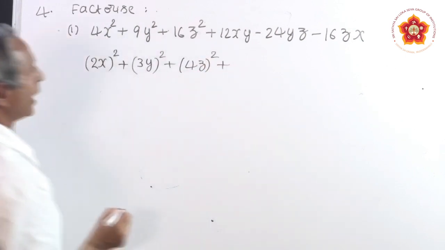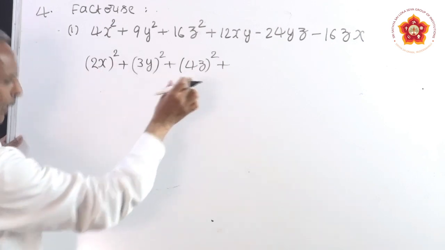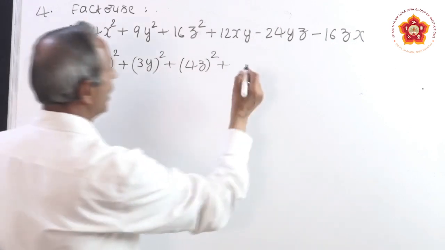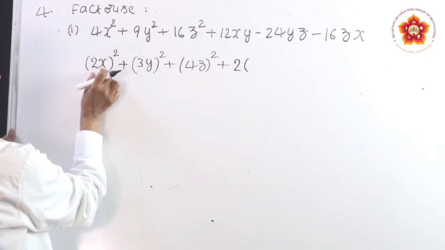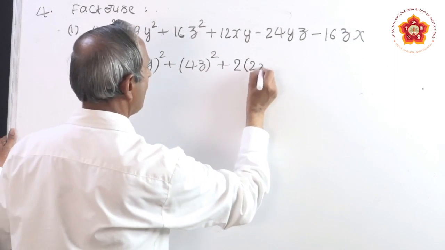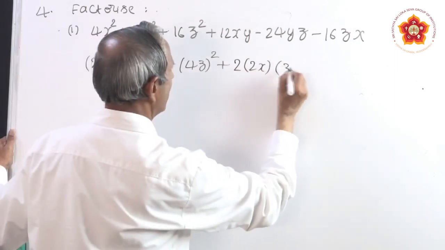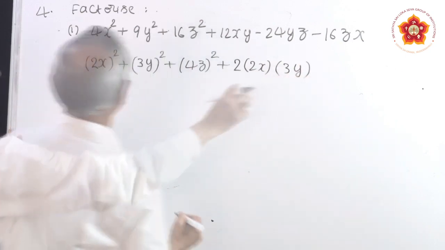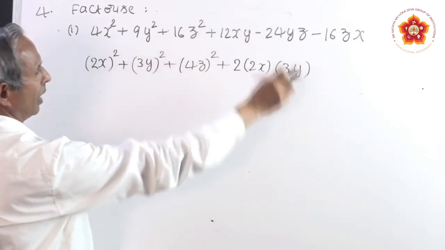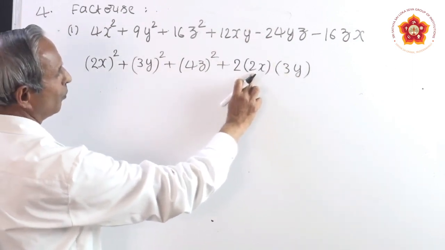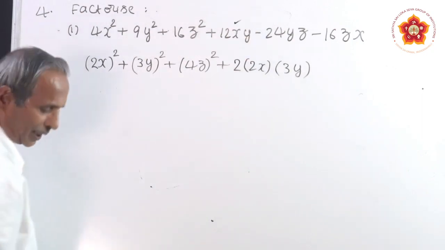Now according to the identity, the first terms x square, y square, z square, plus 2xy should come. Therefore, in the place of x, 2x is there, and in the place of y, 3y is there, right here 3y. Now multiply, you have to check whether you are getting 12xy or not. Multiply now, 2 2s are 4, 4 3s are 12, xy, you are getting this term, therefore it is correct.